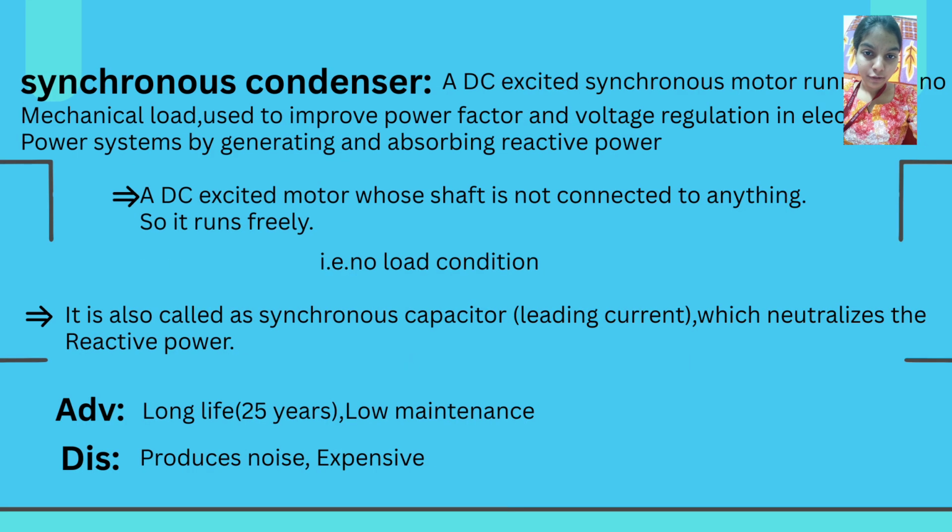And second one is the synchronous condenser, which is also known as the synchronous capacitor. It is a DC excited synchronous motor running at no mechanical load. It is used to improve the power factor and voltage regulation in electrical power systems by generating and absorbing reactive power. A DC excited motor whose shaft is not connected to anything, it runs freely. That means no load condition.